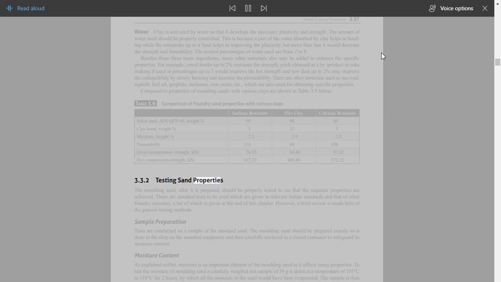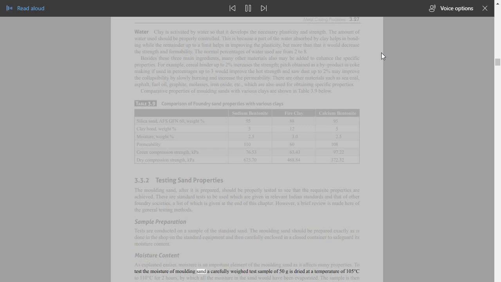3.3.2 Testing sand properties. The molding sand, after it is prepared, should be properly tested to see that the requisite properties are achieved. There are standard tests to be used, which are given in relevant Indian standards and those of other foundry societies, a list of which is given at the end of this chapter. However, a brief review is made here of the general testing methods. Sample preparation: tests are conducted on a sample of the standard sand. The molding sand should be prepared exactly as is done in the shop on the standard equipment, and then carefully enclosed in a closed container to safeguard its moisture content. Moisture content: as explained earlier, moisture is an important element of the molding sand as it affects many properties.